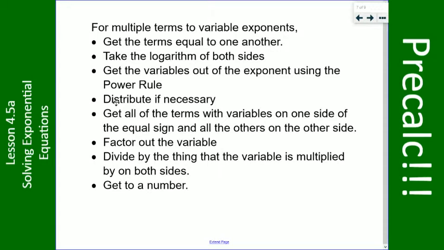Then we want to use that power rule that we talked about in class, about how we can take the exponent and move it out front. We want to get the variables out of the exponent using that power rule. Then if we need to, we want to distribute. So then we want to get all terms with variables on one side of the equal sign and all the others on the other side of the equal sign. This will make a little more sense when we actually see it. Then we want to factor out the variable. And then once we've factored out the variable from all the terms that have a variable, we want to divide by the thing that we're multiplying the variable by. And then once we divide, we want to eventually get to a number. Okay? So let's take a look and see what this looks like.